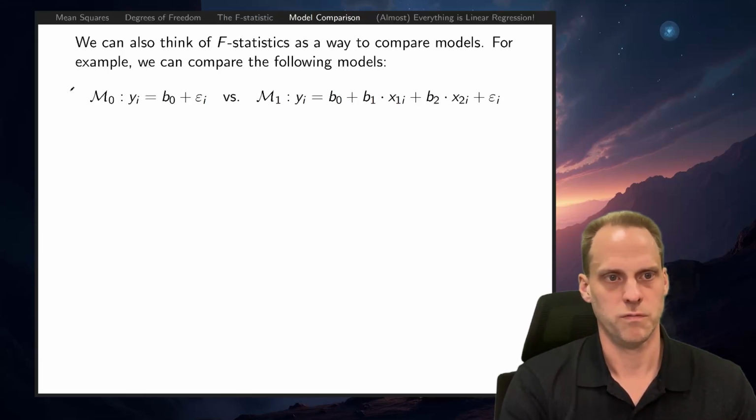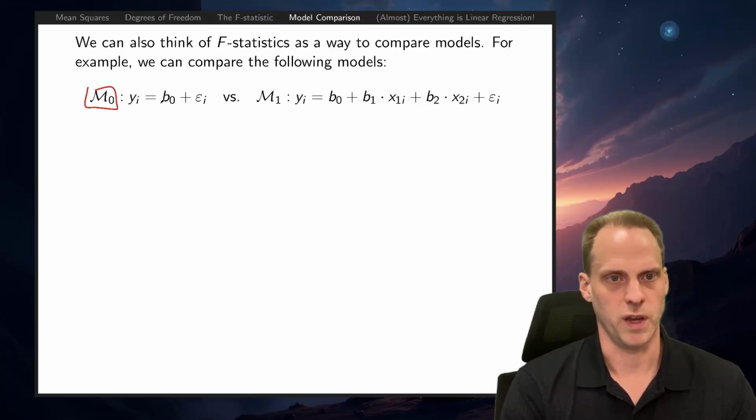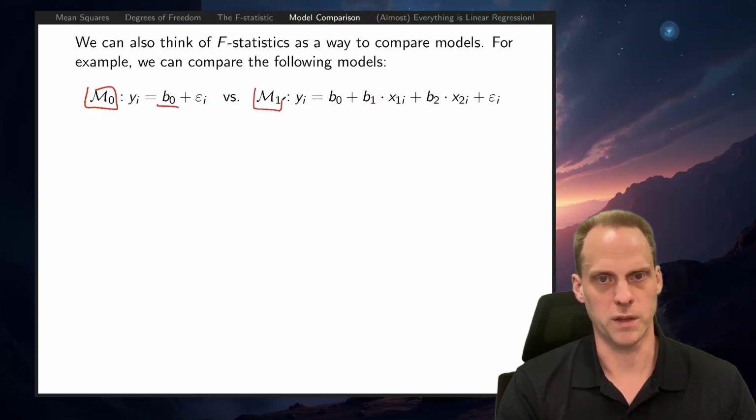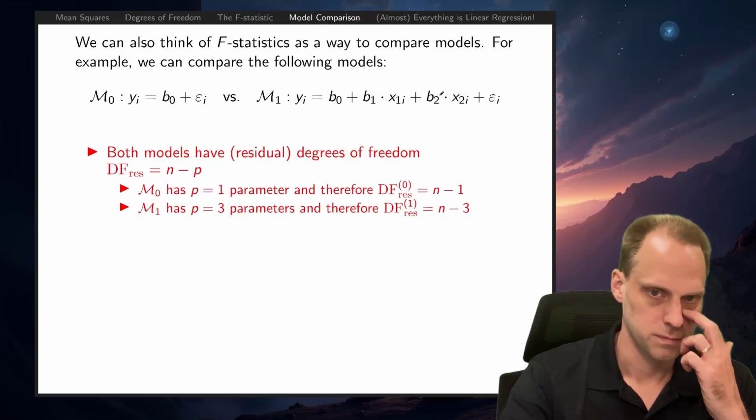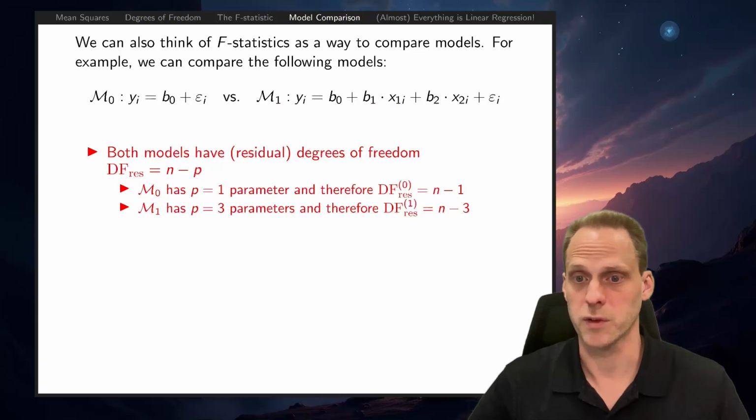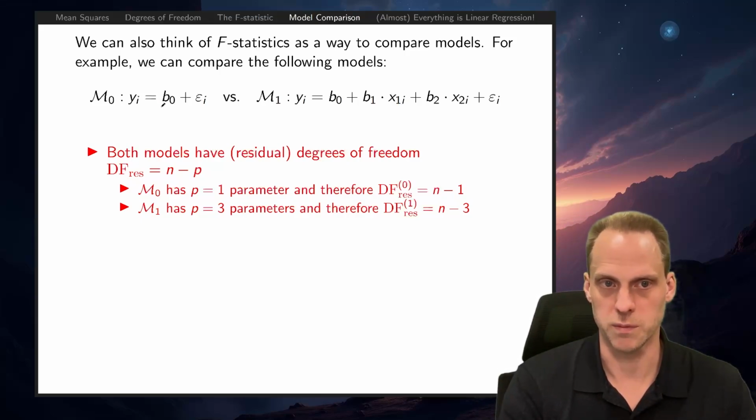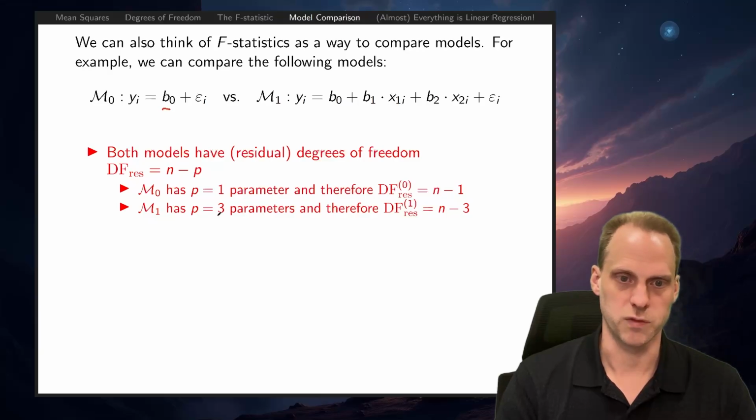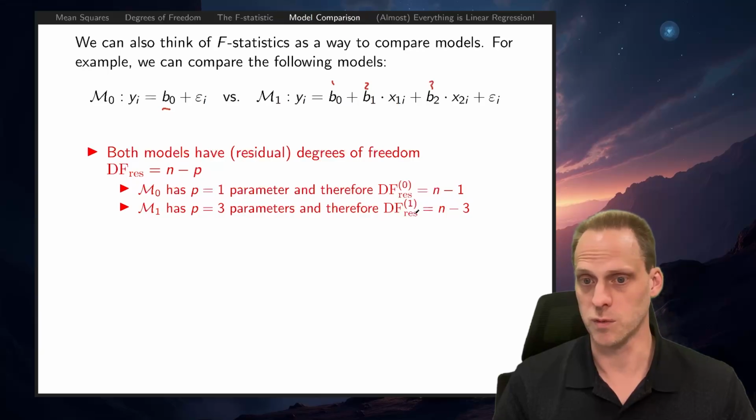So for example, we could say we have two models. We have model 0, where we have only an intercept, and model 1, where we have two regression effects, like so, the intercept plus two predictors. Both models have residual degrees of freedom. Model 0 has one parameter, and therefore the residual degrees of freedom is n minus 1, which is the same as the total, right? Because it's just the variation around the mean.